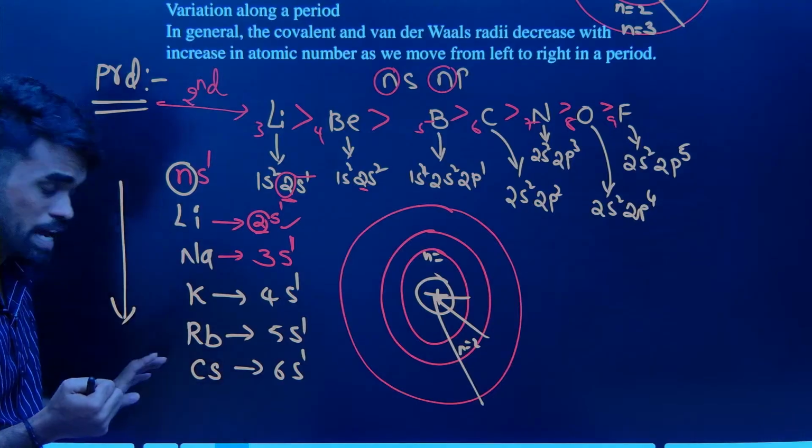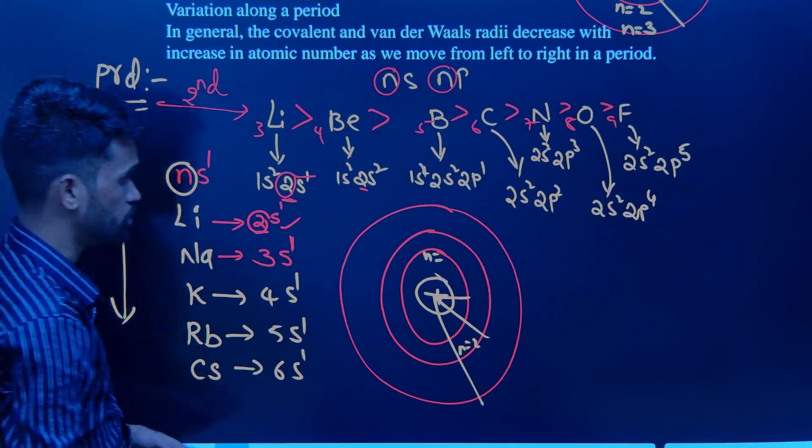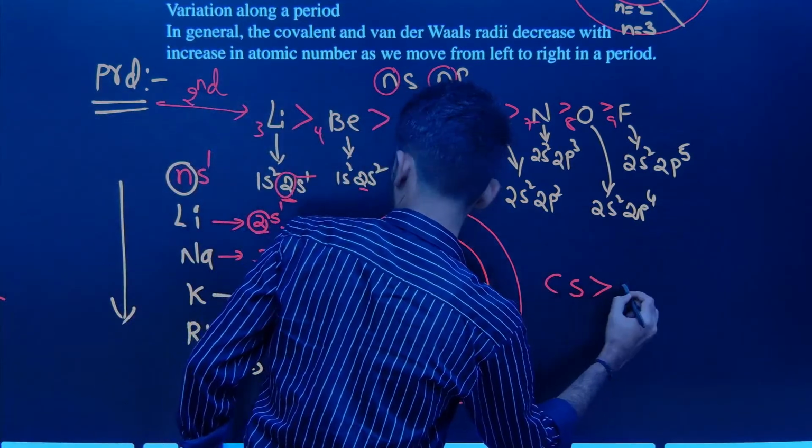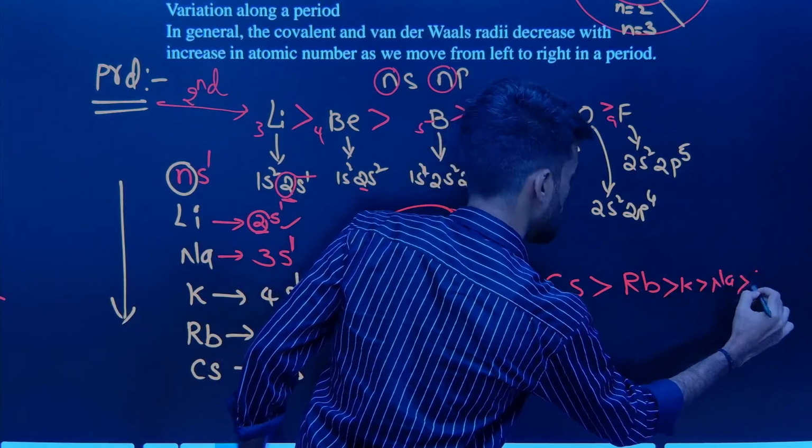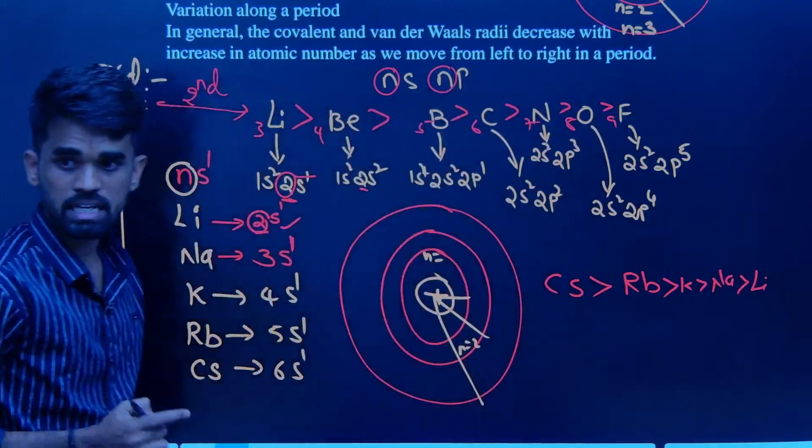So which is having maximum size? Cesium. So write cesium, rubidium, potassium, sodium, lithium. This is the order. Is that clear or not?